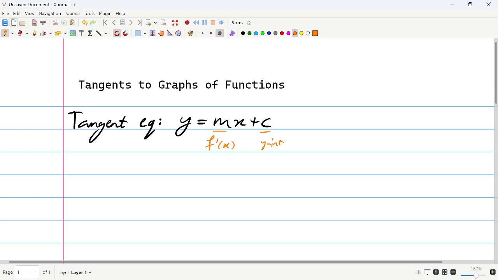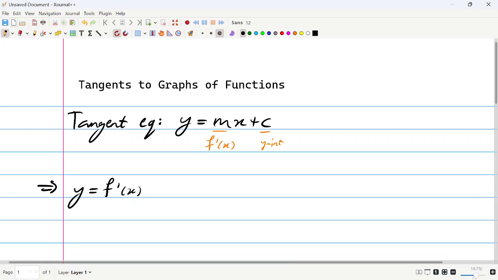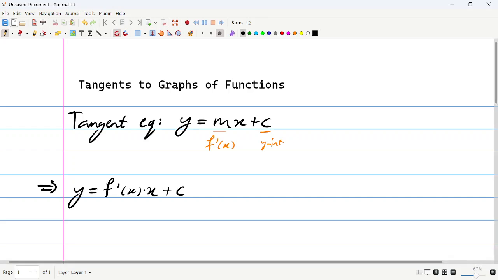So therefore we can actually write this equation in the form of y is equal to f prime of x times x plus c. Meaning we need to find the first derivative of the function at a certain point. By the way, this point needs to be at a certain x value, and then obviously c would just be the intercept that we will find at the end. So let's go into the first example and see how this is actually applied.